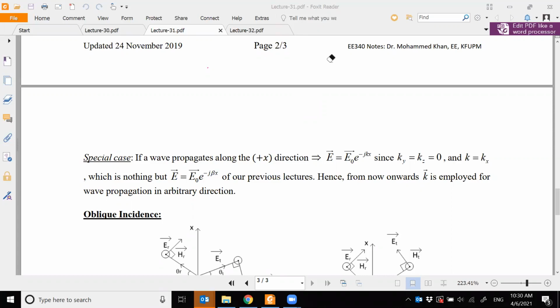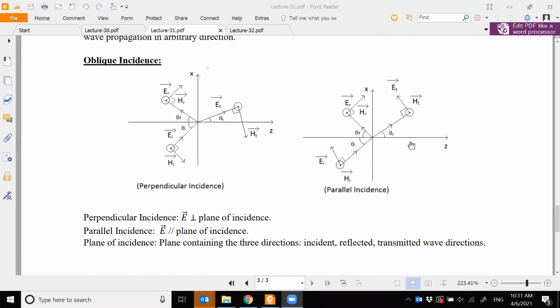This is what I wanted to emphasize. Okay, so now let's look at our incidence. If you see here, this is our oblique incidence. Our oblique incidence is divided into two types of incidence. First is called the perpendicular incidence, and the second is called the parallel incidence.